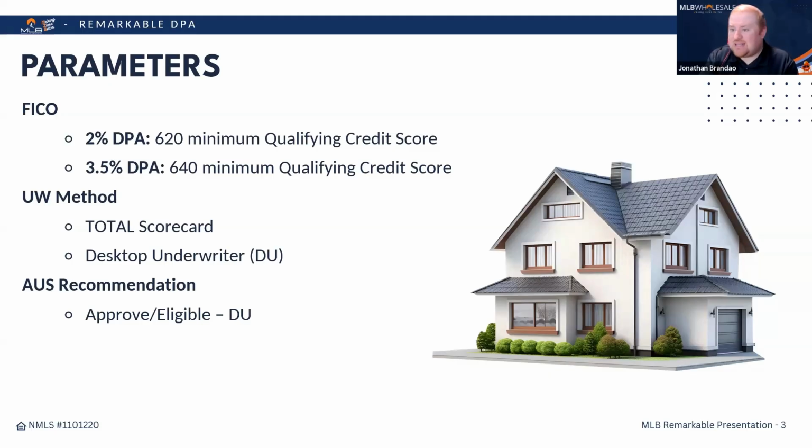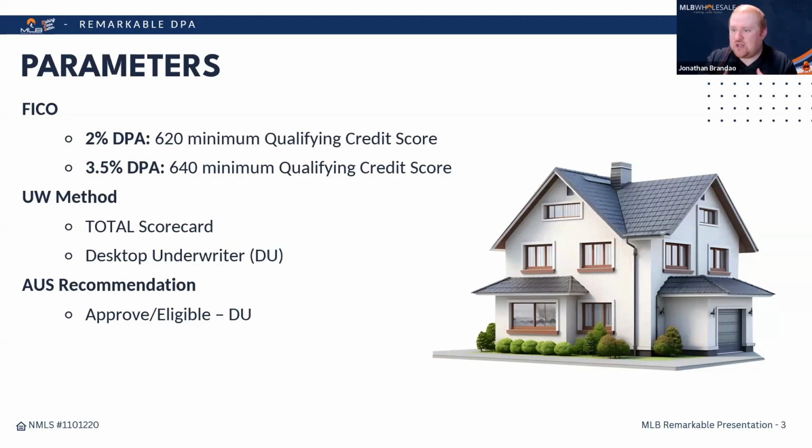So keep that in mind when you're setting proper expectations with the partners you're working with, and when you're structuring your transactions on the Remarkable DPA: you need the approve/eligible in order to proceed. That also entails making sure that the grant itself is included in your AUS when you run it. I have a slide in this presentation deck that shows you how to actually include it in your 1003 when you set it up, so that it's set up properly.